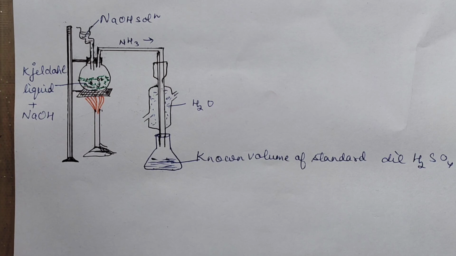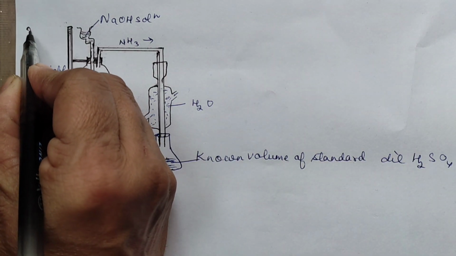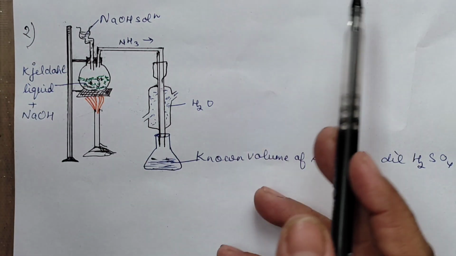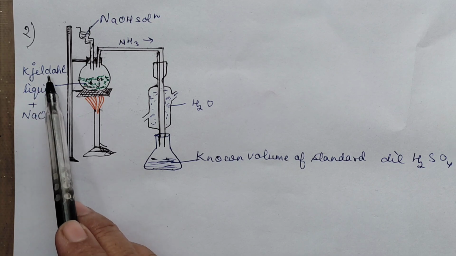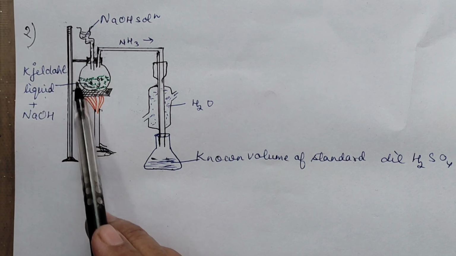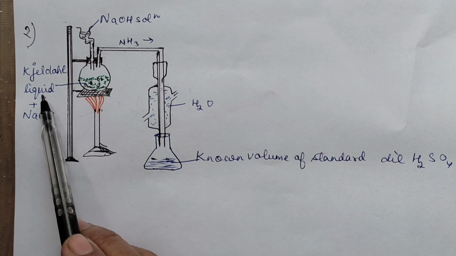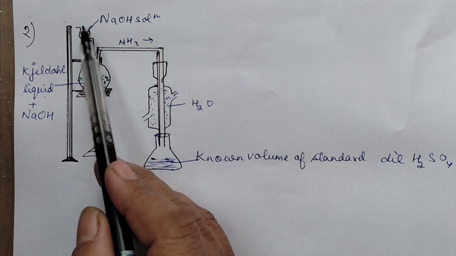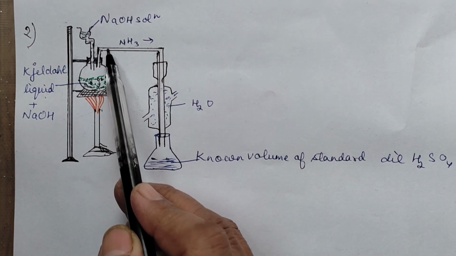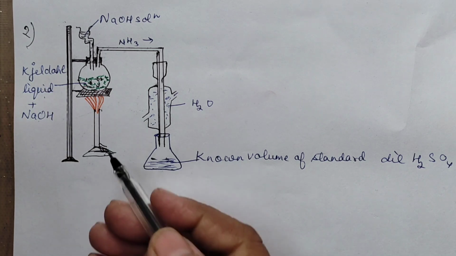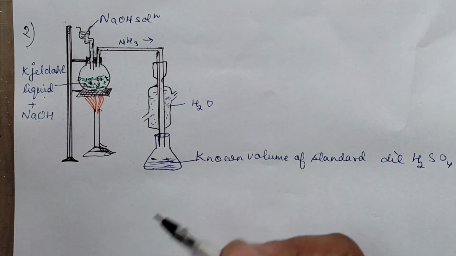In the second step, what we obtained in the previous step, that is ammonium sulfate, this is step 2. Right? So what we obtained, that is ammonium sulfate, which we are now referring to as Kjeldahl liquid, we take in this flask. There is a flask here in which we are taking the Kjeldahl liquid, which in a way is ammonium sulfate. And from the top we are adding NaOH to it. When we add NaOH to Kjeldahl liquid, that is ammonium sulfate, what will happen?